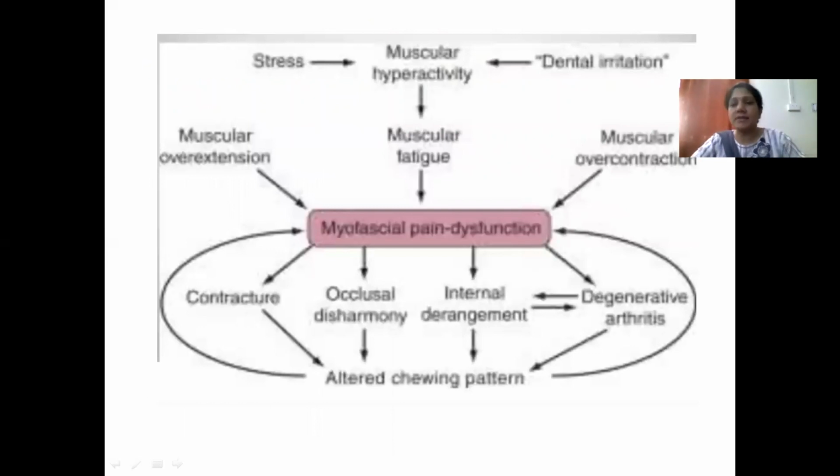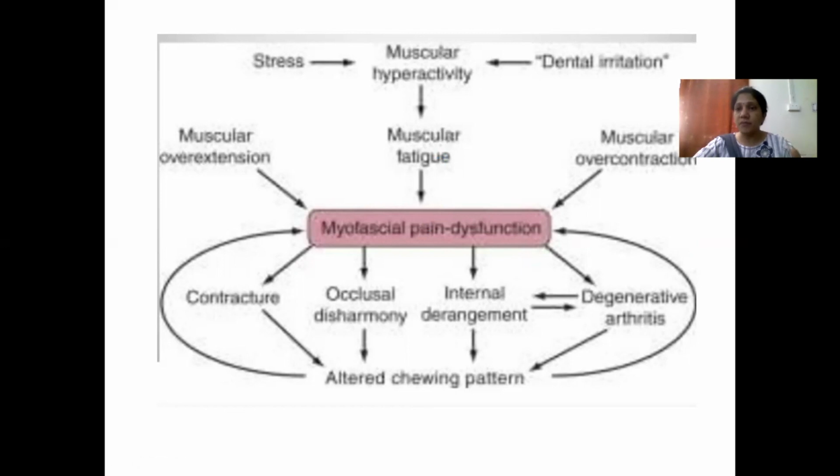Now this is a very classic picture. Most of the books have shown this picture, and this is a concise diagrammatic representation of etiology. For example, it starts with stress. This myofacial pain dysfunction usually starts with stress. The stress will lead to muscular hyperactivity. Dental irritation will give rise to muscular hyperactivity. Here, the muscles are the masticatory muscles. Then the muscles, because of the hyperactivity, become fatigued and may lead to myofacial pain dysfunction syndrome.